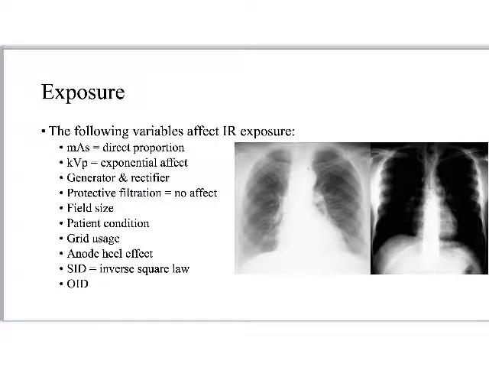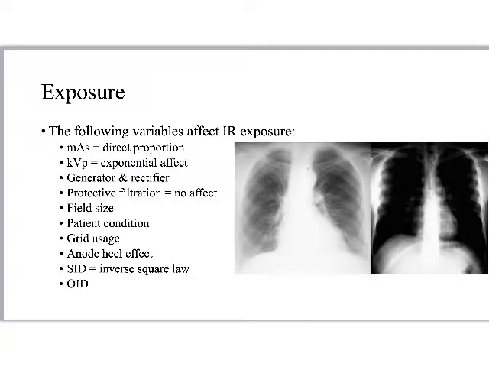Field size. What happens as we increase the field size? What happens to exposure? It increases a lot, right? Because not only are we getting all of the x-rays from the patient, the remnant beam, we're also getting scatter. As we increase that field size, we're getting scatter. So that scatter is increasing the amount of exposure at the image receptor, right?